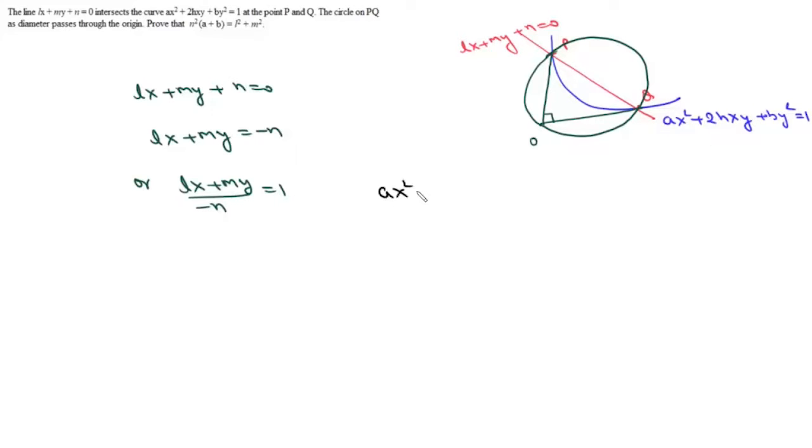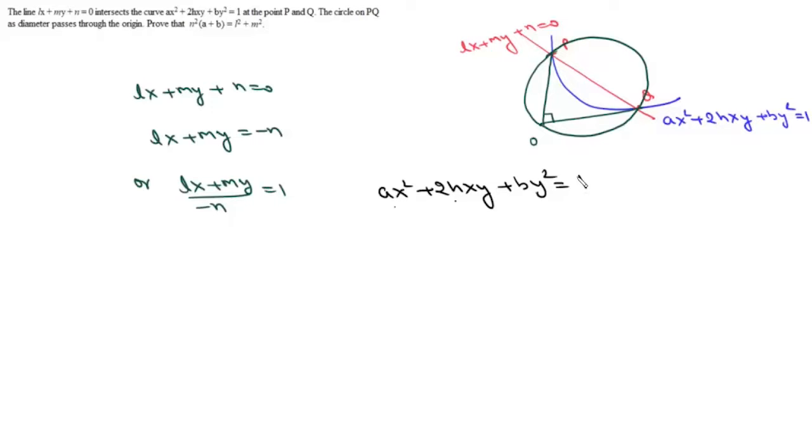Now first we'll take this equation of line which is Lx + my + n = 0, and we can write this as Lx + my = -n, or simply (Lx + my)/(-n) = 1. Now we'll take this equation of curve which is ax² + 2hxy + by² = 1. Now all these 3 terms are of degree 2. So we have to make this degree 2 to make it a homogeneous equation.